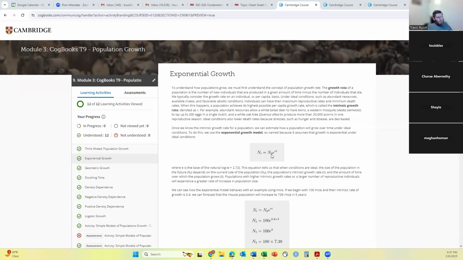N of 0 is the population number at time 0, so the current population. And if we want to estimate 3 years into the future, it would be N of 3 equals N of 0 e to the r times 3, right? r is our rate function, the population's intrinsic growth rate, and t is the amount of time over which the population grows.